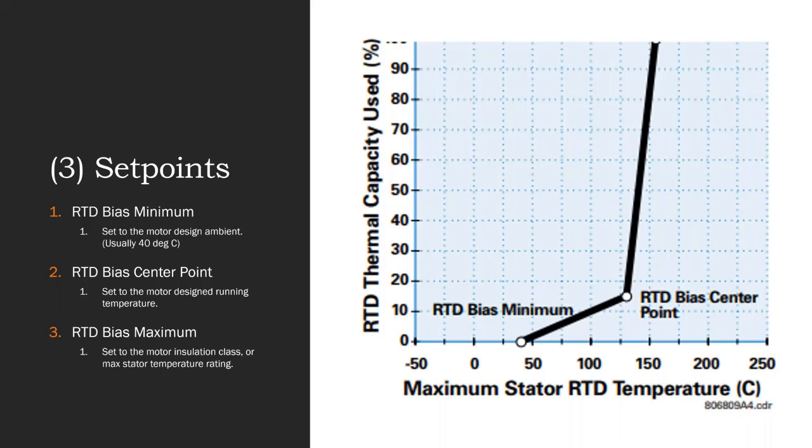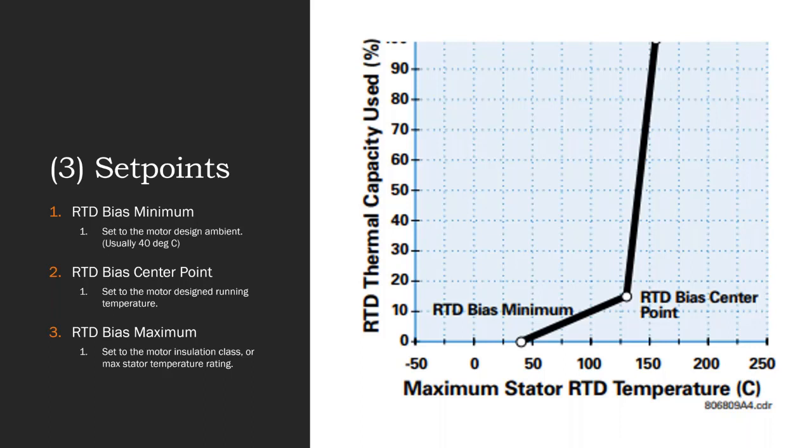Okay. Now the second item that we need to enter is the RTD bias center point, and that is the motor designed running temperature, the temperature that the motor is designed to run at during a steady state condition. You'll see on the chart that usually corresponds to around 18% of the thermal capacity used.